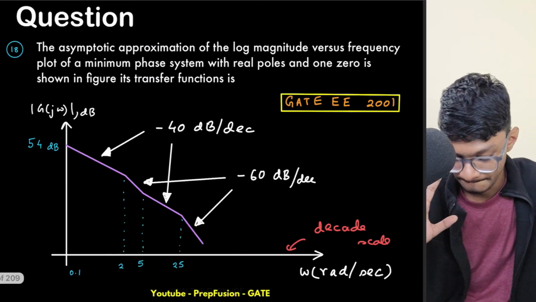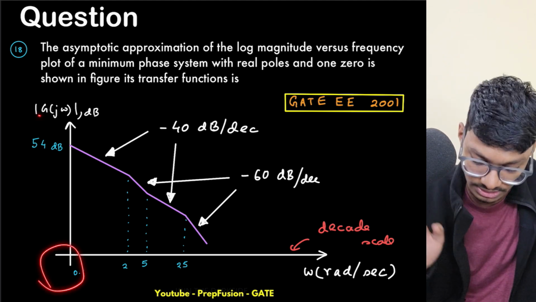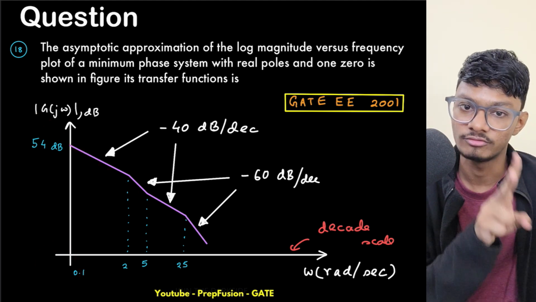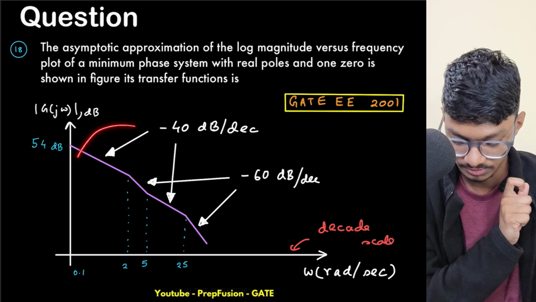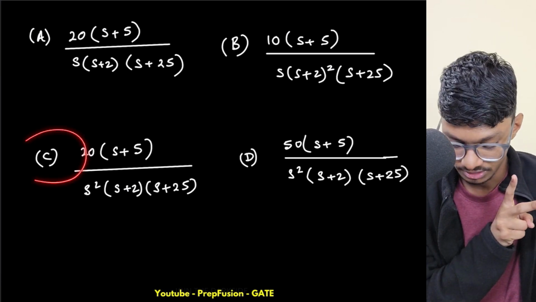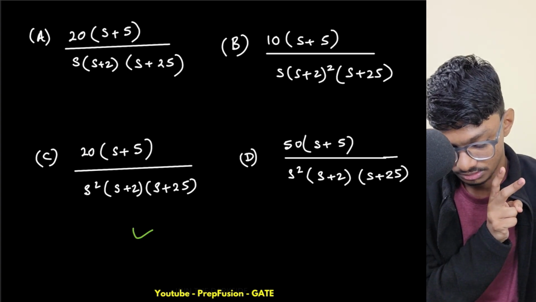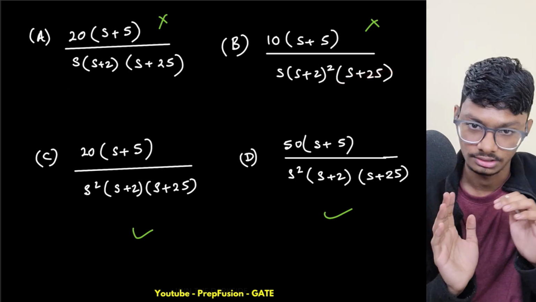Initially, it is starting from minus 40 dB per decade. What does this mean? This means I have two poles at the origin. At that instant, I got to know that I have two poles at the origin just by seeing here. So with two poles at the origin, only options C and D are matching. These can't happen, so they are automatically eliminated.